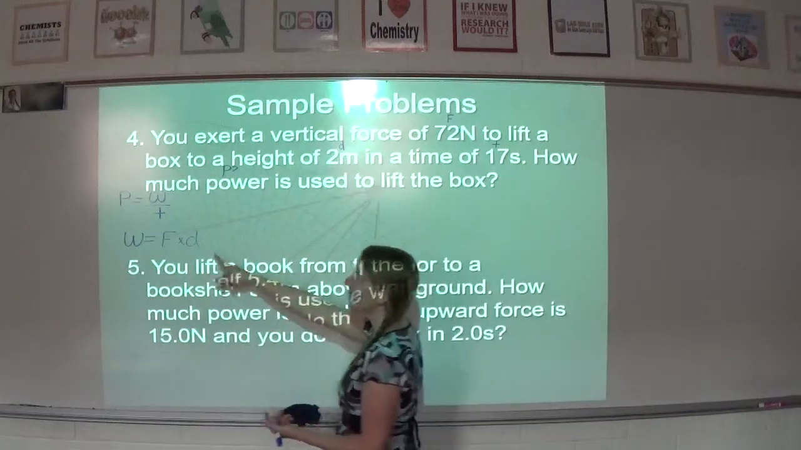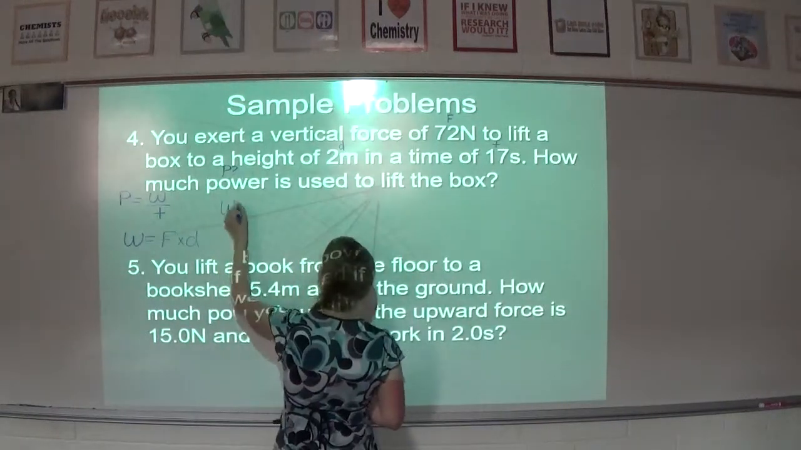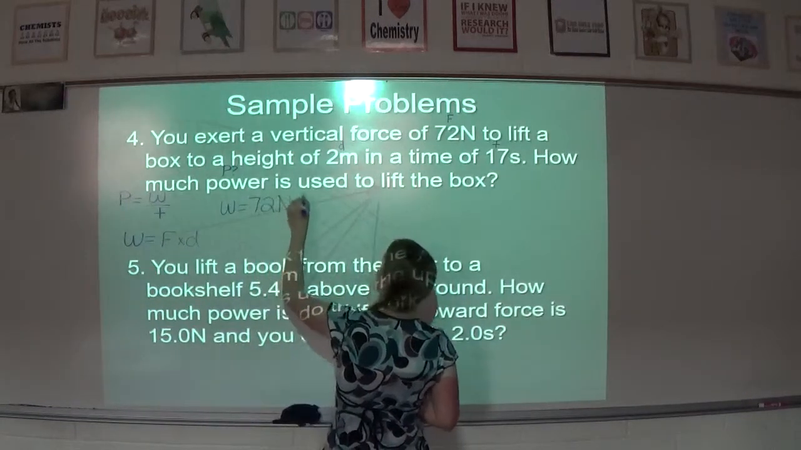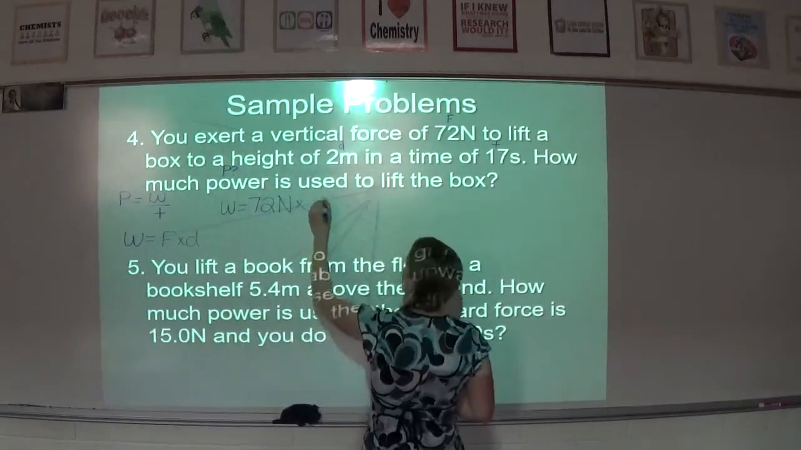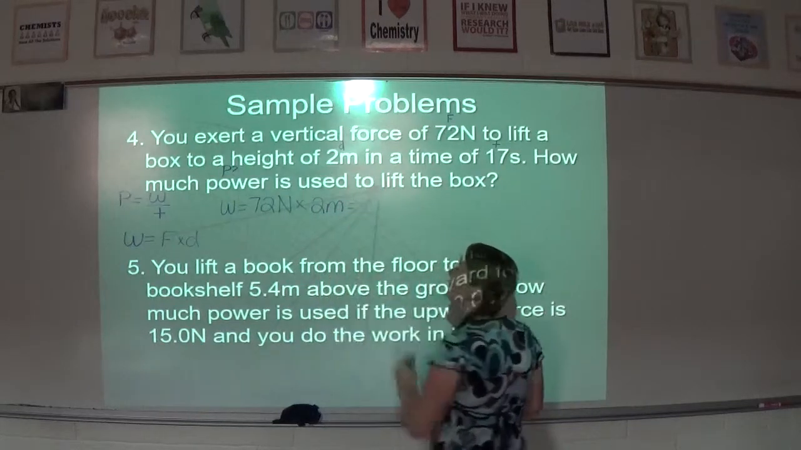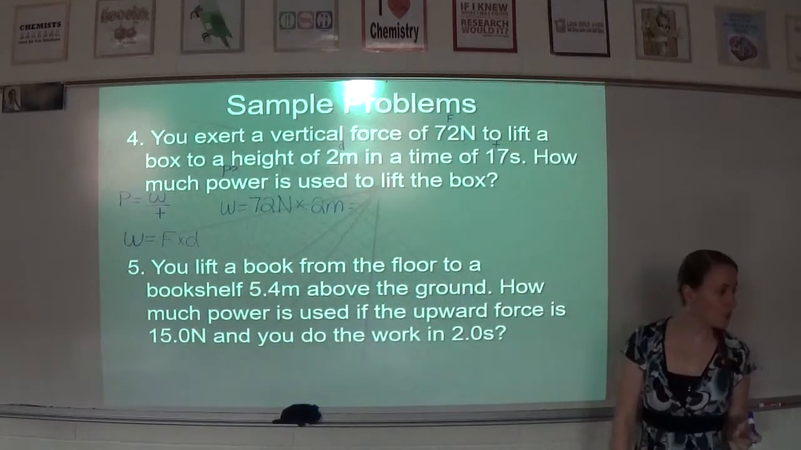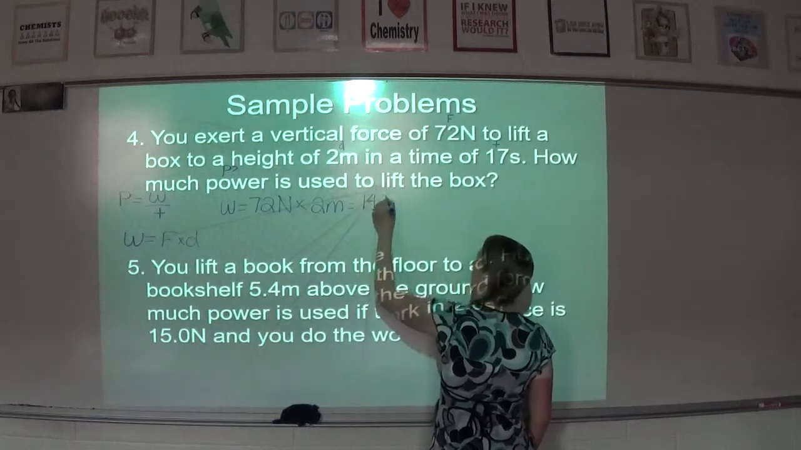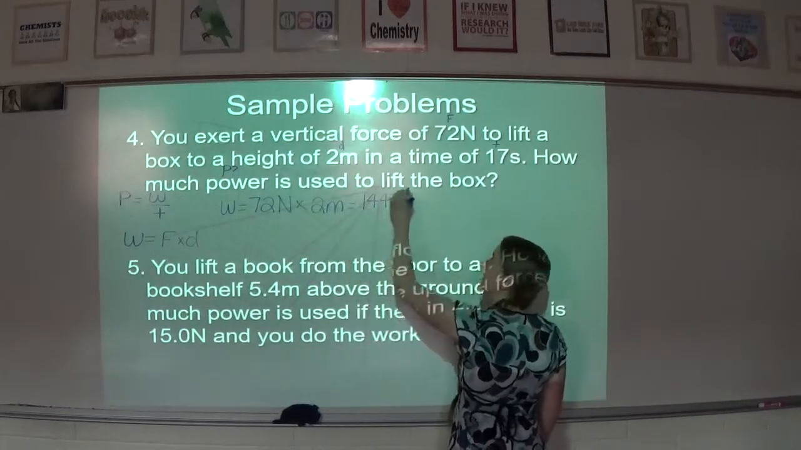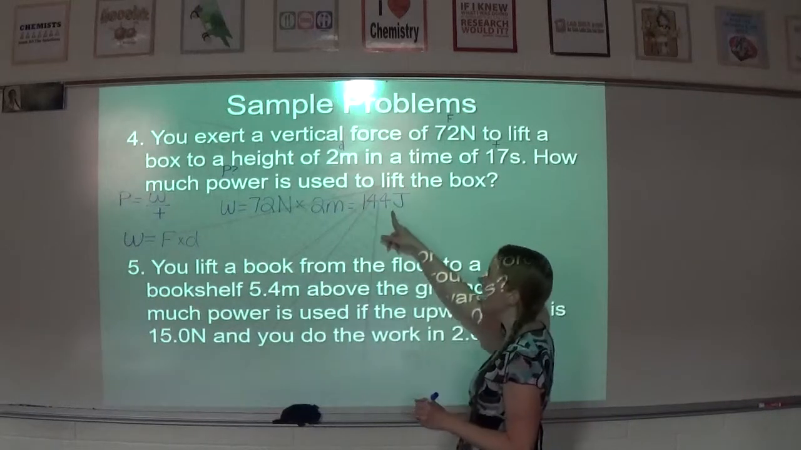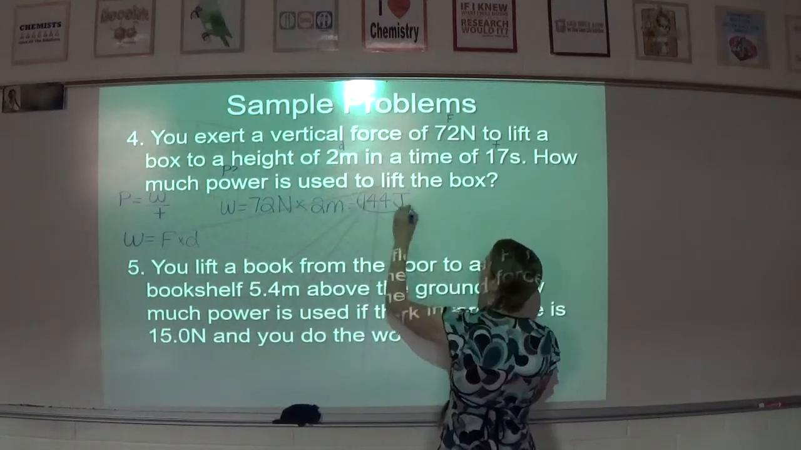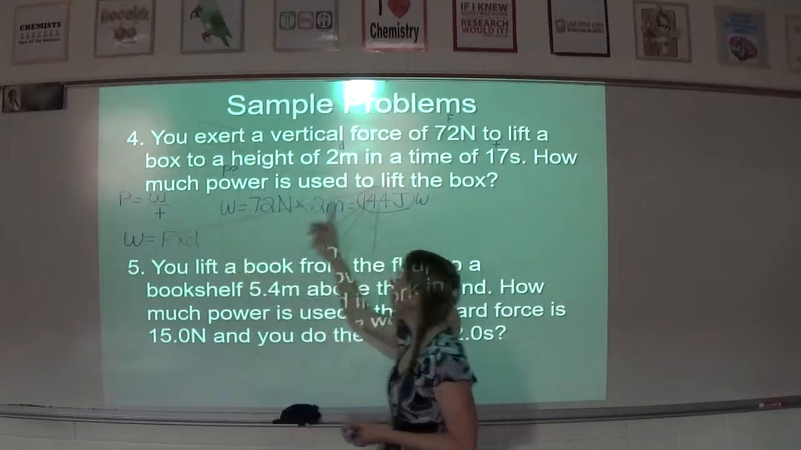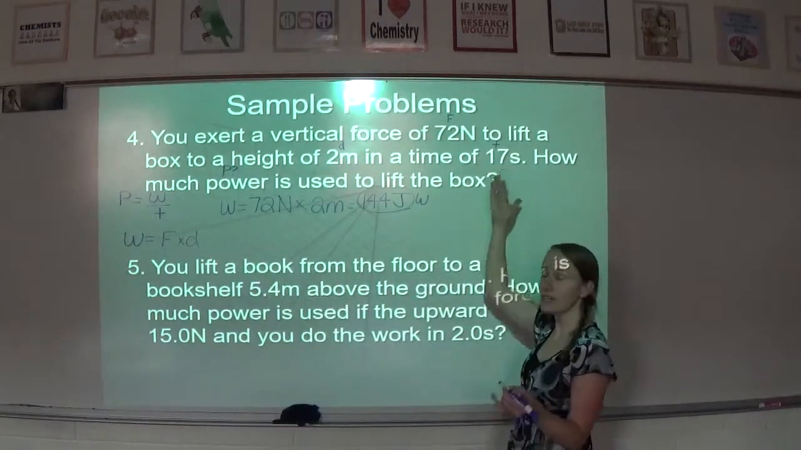All right, so let's do work first. So work is force times distance. So my force is 72 newtons, and my distance is 2 meters. So I would do 72 times 2, and that ends up being 144. And then a newton meter is a joule. So see, now I have work. So now I can use my formula to do work over time to get power.